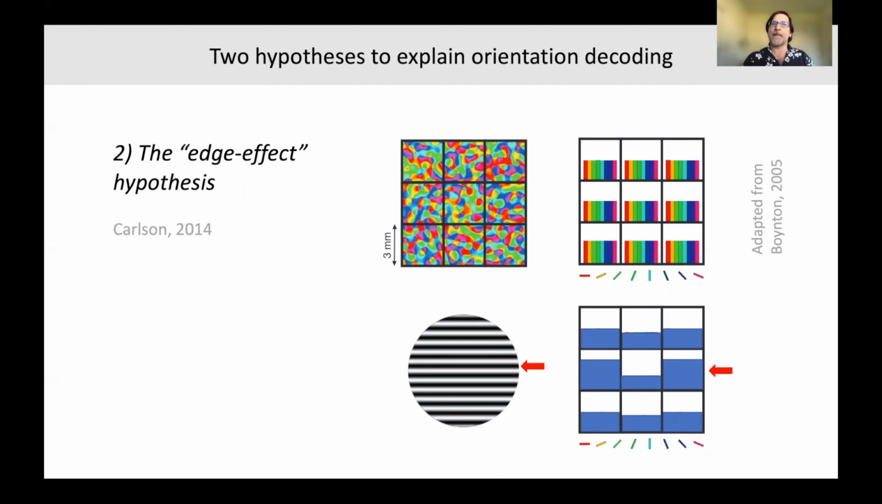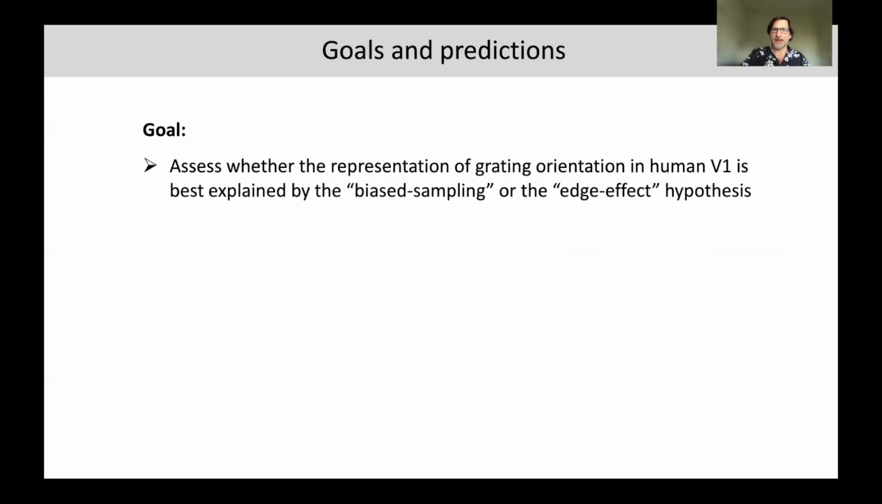Whether biased sampling or edge effects are the main source of grating orientation information in fMRI remains debated. We wanted to look into this issue a little bit further. Thus, we aim to assess whether the multivariate representation of grating orientation in human V1 is best explained by bias sampling or edge effects with a combination of ultra-high field fMRI, pattern analysis, and synthetically generated stimuli. While we had no strong predictions regarding which hypothesis might best explain the data, based on the available evidence, we expected some contribution from each mechanism.